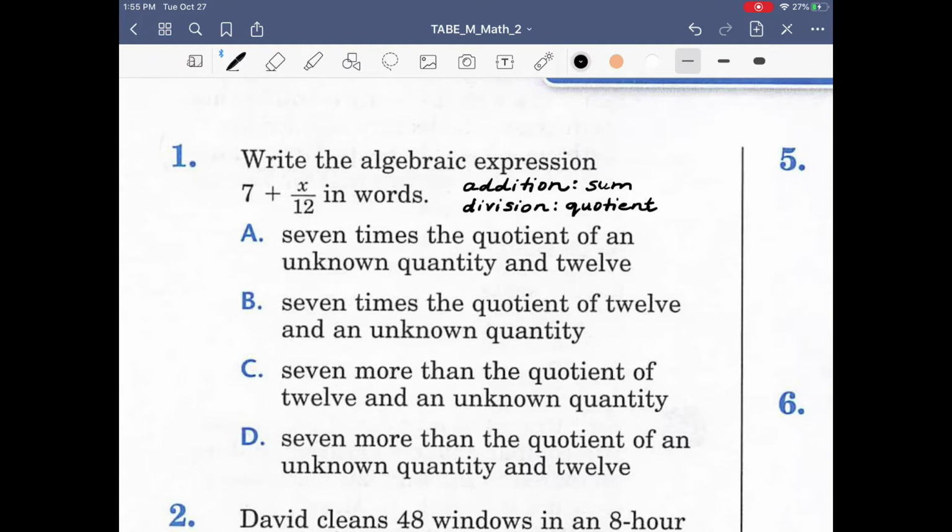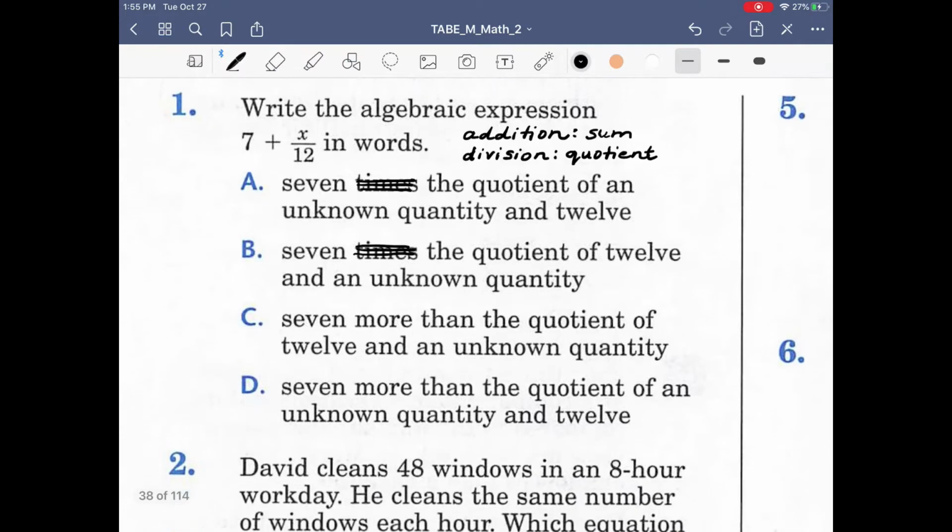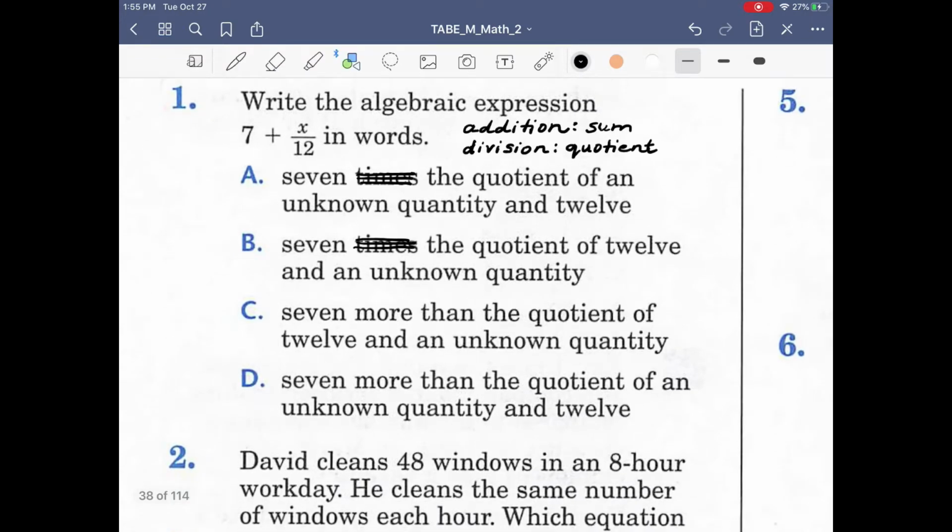So A says 7 times the quotient. We're not multiplying, so A is not my choice. Same thing with B. 7 times, we're not multiplying. 7 more than, there's my addition word, so it's not the word sum. The quotient, so there's a division word. But you notice that D says the same thing.